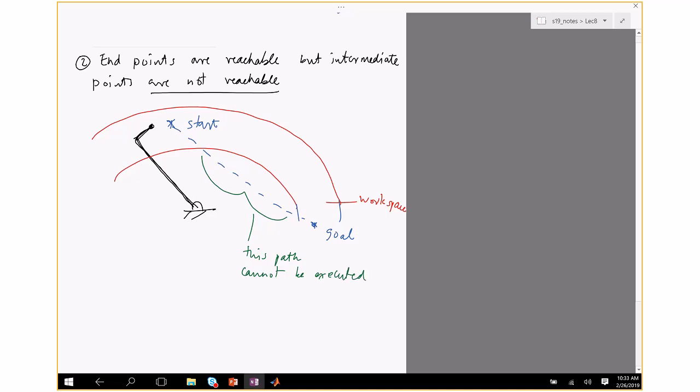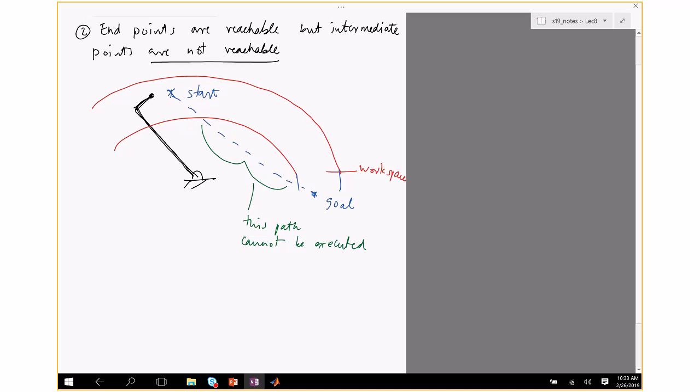So that's why it's very important to know the workspace limits. If you don't know the workspace limits, then you cannot get the manipulator to do useful things. So that's one of the things to be aware of when you're doing inverse kinematics.